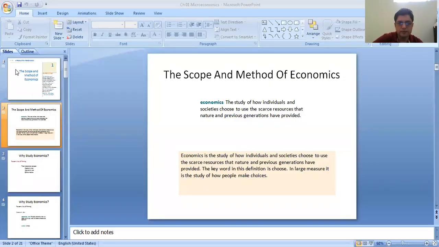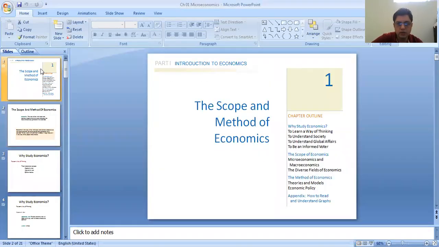Today we are going to start our first chapter in microeconomics, which I already uploaded in Moodle. Let me show you the chapter. This is the chapter: the scope and method of economics.